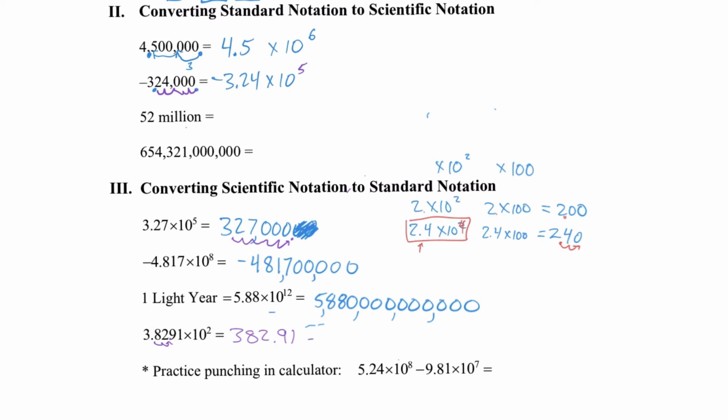52 million, some people look at that in their head and just do it. You might find it's a lot easier to say 52 million is 52, comma, and then throw 6 zeros after it. And then if you do that, it might be easier to say 5.2 times 10. 3, 6, and then 1 more gives me 7. Yep, good call. So 5.2 times 10 to the 7.